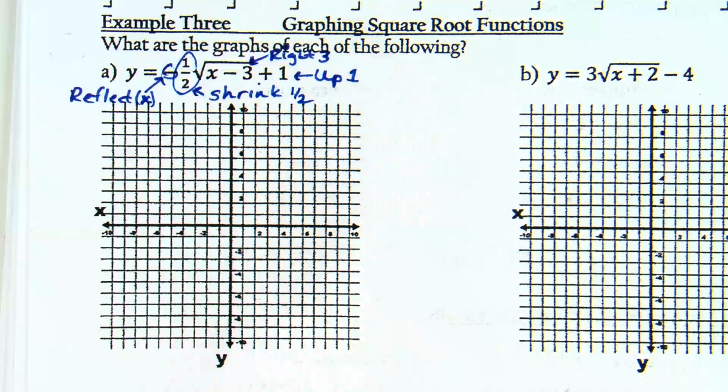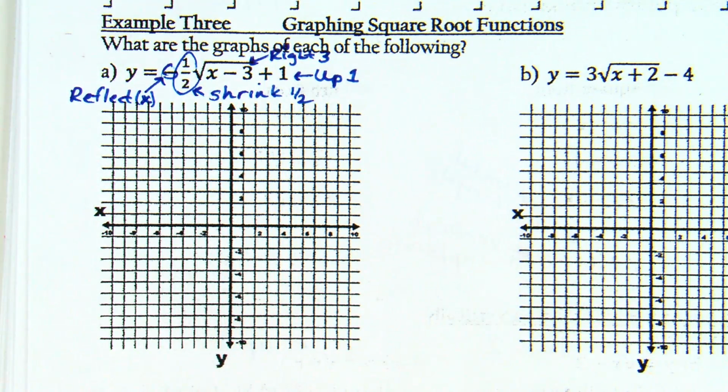Okay, it looks kind of messy, but I'm just trying to point out to you guys all the pieces. Because now we've got to put it all together. The right 3, up 1, those will be a piece of cake. The negative isn't too bad because that's just reflecting. The thing we've got to understand how to do is the shrink of 1/2. And when we talk about stretch and shrink, you need to realize that those affect the y values. Your x values will stay the same, but those affect your y values.